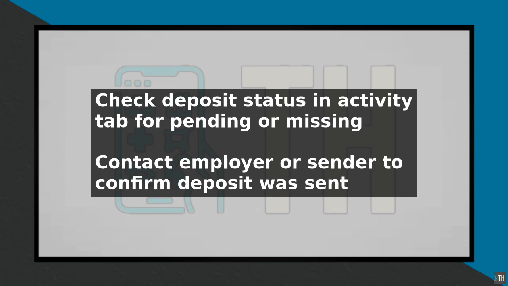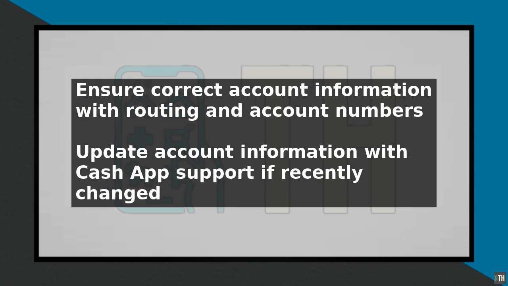If you have recently changed your account information, such as your debit card or address, this may also cause delays in receiving your direct deposit. In this case, contact Cash App support to update your account information and ensure that your direct deposit is processed correctly. Additionally, technical issues such as server downtime or maintenance may also cause delays.